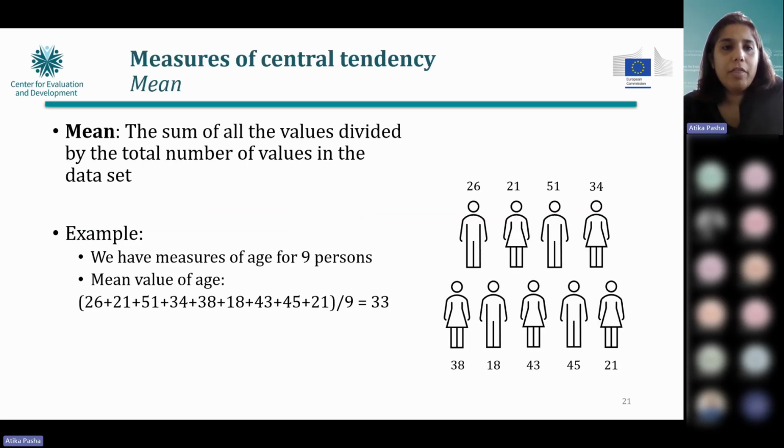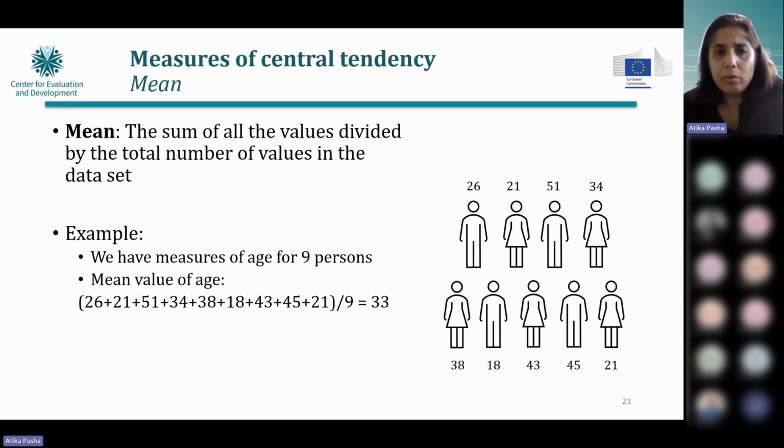So the first measure of central tendency that we are interested in is the mean. What the mean effectively implies is that we take all the values that we have and sum them, add each value, and then simply divide it by the number of observations we had.